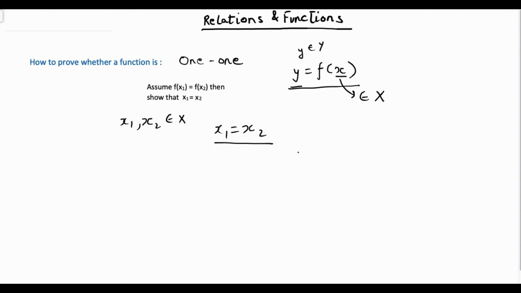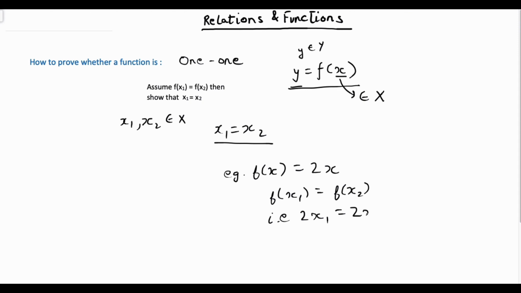Let me demonstrate this with an example. Suppose we have f of x equals 2x. Then, assuming f of x1 equals f of x2, that is 2x1 equals 2x2, we show that x1 is equal to x2. This means f of x equals 2x is a 1, 1 function.